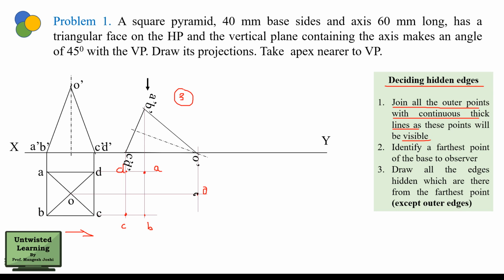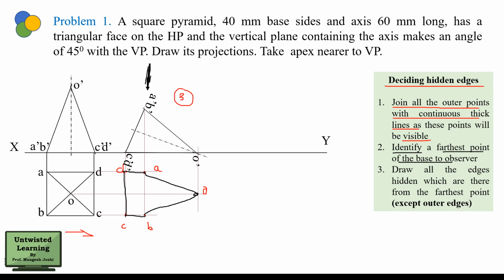So outer points would be O to A, A to D, D to C, C to B and O to B. This diagram is termed as outer points. Okay. Now identify the farthest point of the base from the observer. Since you are drawing the top view, the observer is here, right?